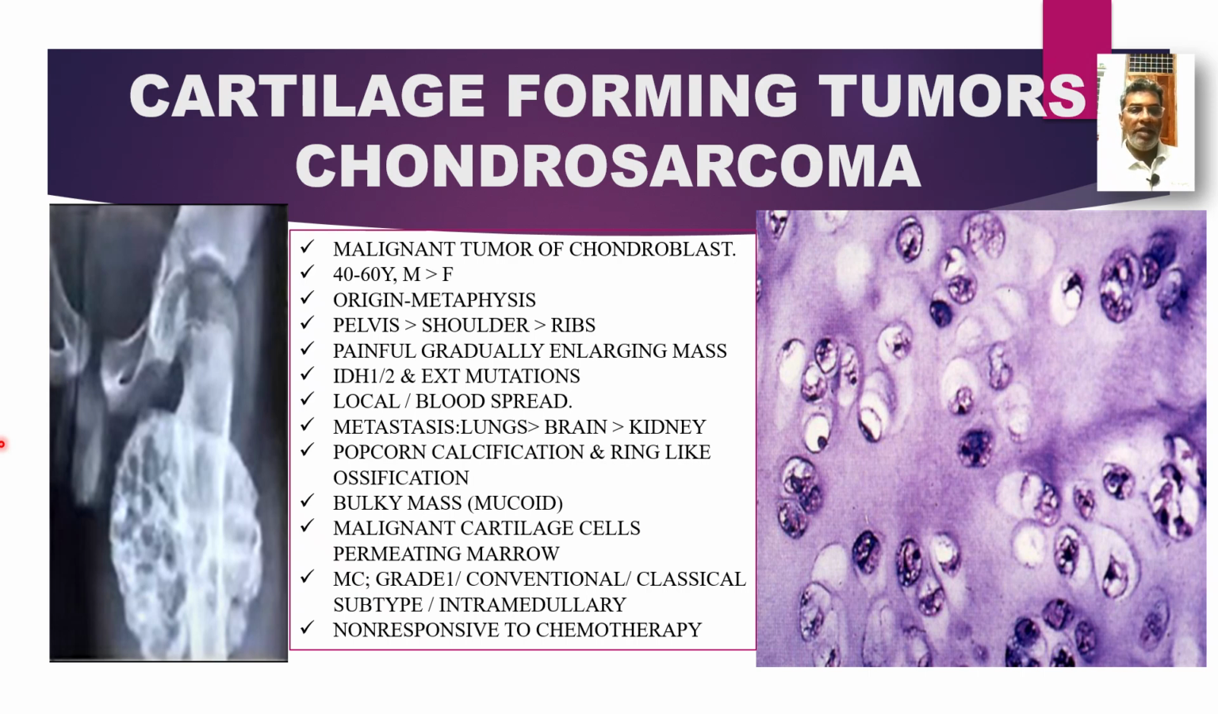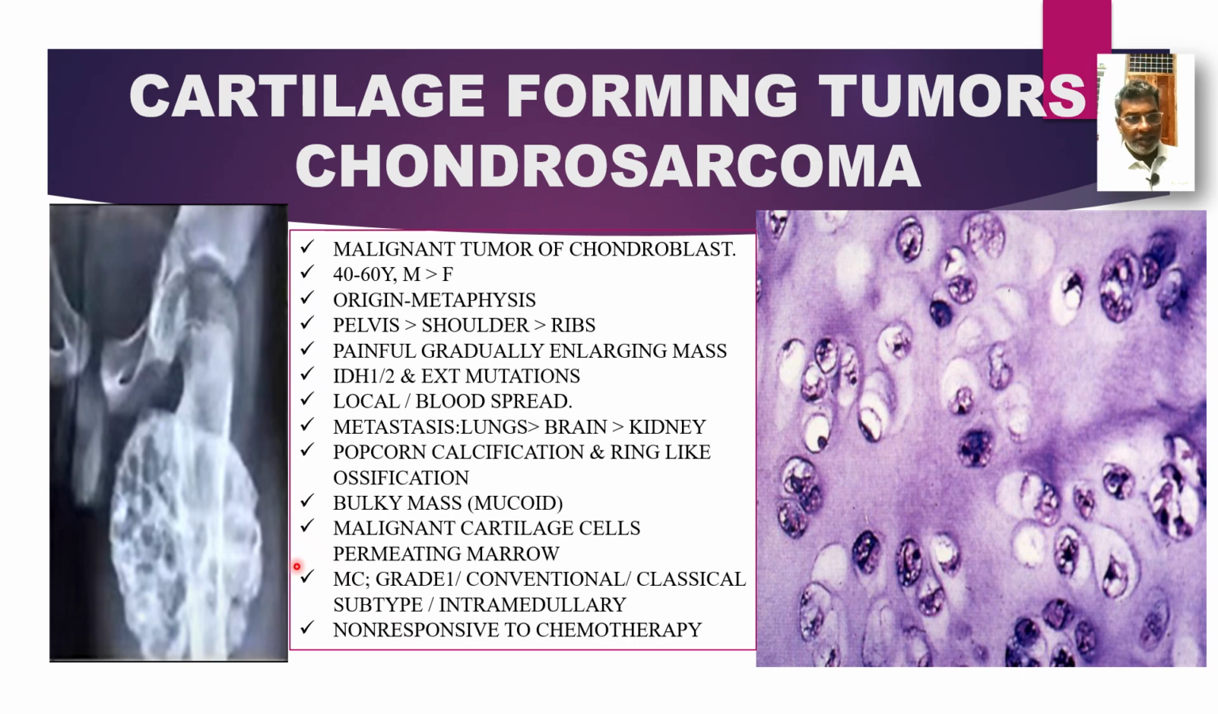The mutations involved will be IDH1 or 2, and EXT mutations are also seen in few cases. The spread is by local spread or by blood spread. If there is metastasis, the metastasis will be more common to the lungs when compared to brain and kidney. And on radiology, you can appreciate this spotty calcification sometimes, popcorn type of calcification and ring-like ossifications. Okay, so this is characteristic of chondrosarcoma, popcorn calcification or ring-like ossification or spotty calcification.